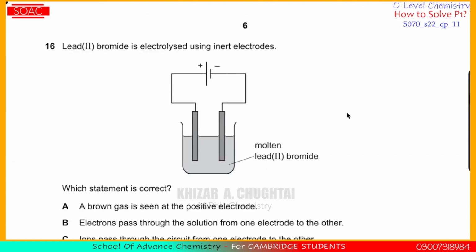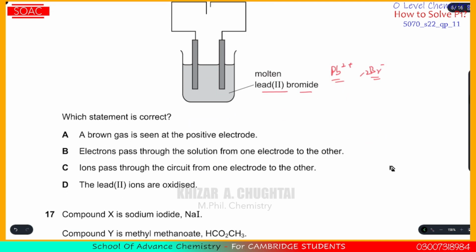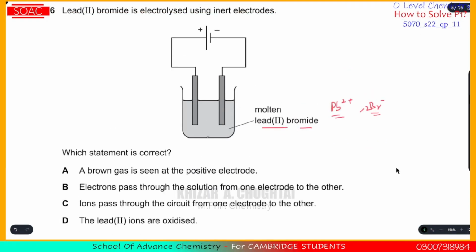Question number 16, lead 2 bromide is electrolyzed using inert electrodes. We are electrolyzing molten lead 2 bromide. This mixture is having Pb2 positive and Br1 negative ions. Which statement is correct? A brown gas is seen at the positive terminal. First of all, yes, the Br negative ion is moving towards the positive terminal, so here you can see the brown fumes of Br2. Whenever the Br ion discharges itself, it changes into Br2, the gas.